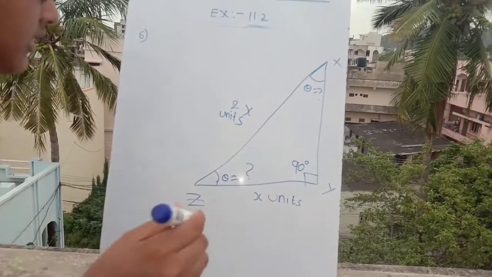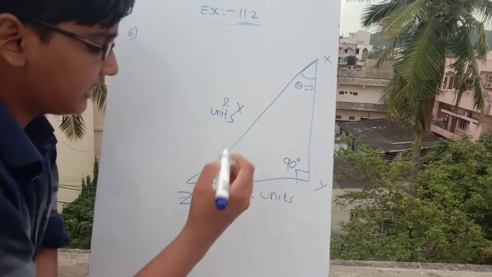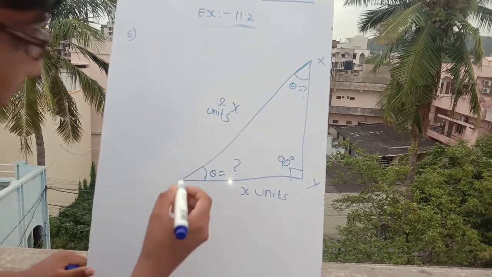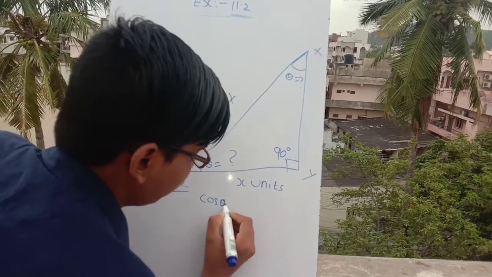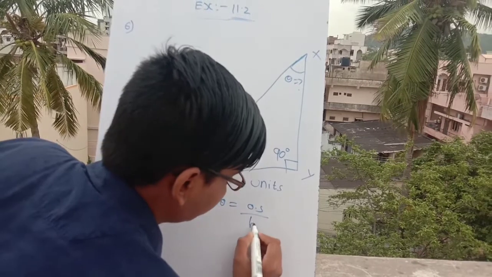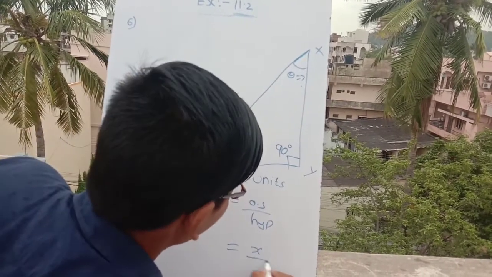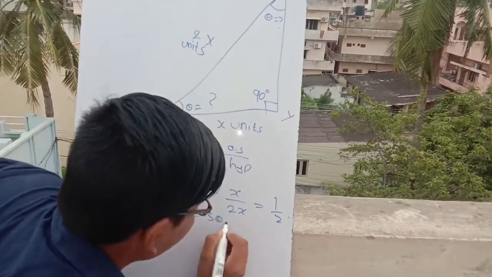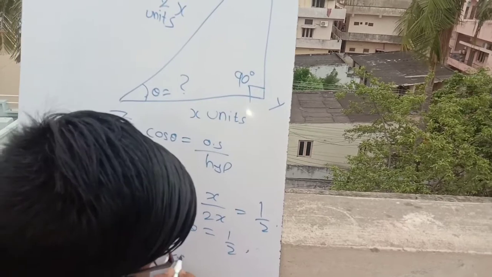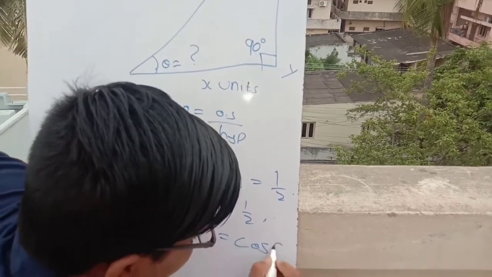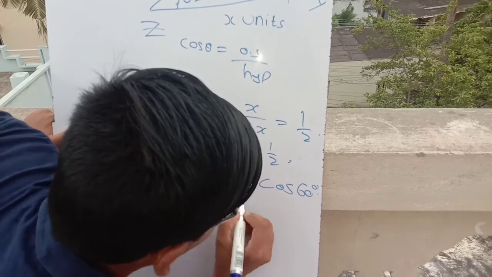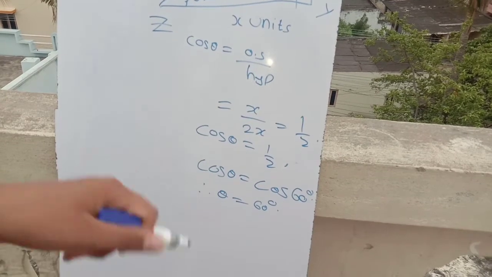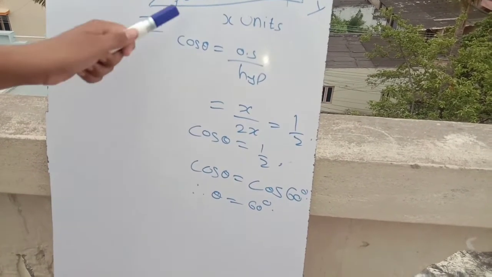So let's calculate this angle first. The angle YZX, theta, we don't know. So we are going to calculate cos theta for this theta. Cos theta is equal to adjacent side by hypotenuse. So it is equal to x by 2x, which is equal to 1 by 2. So cos theta is equal to 1 by 2, so cos theta is equal to cos 60 degrees. So definitely theta is going to be 60 degrees.